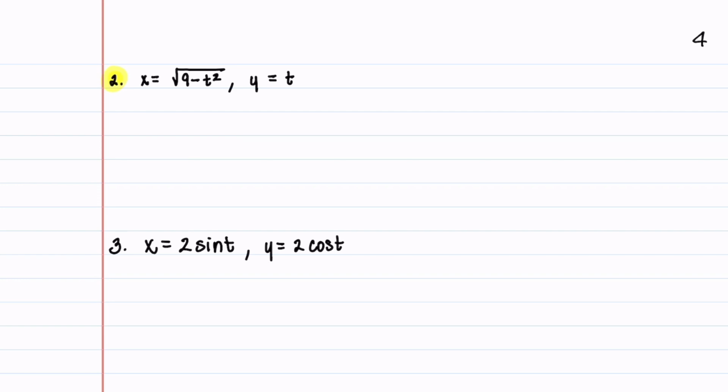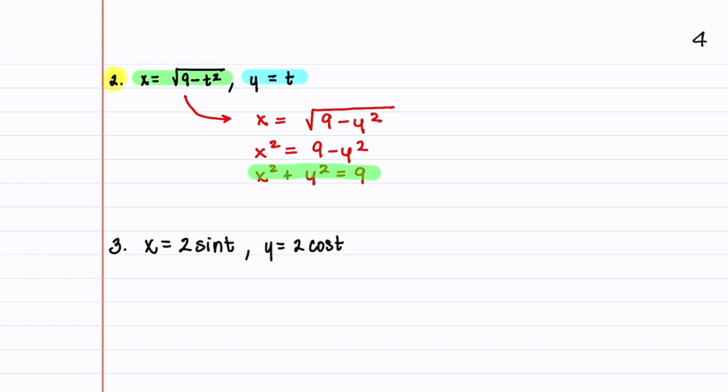In our second example, x is equal to the square root of 9 minus t squared, and y is equal to t. Since y is already equal to t, we'll substitute this directly into our equation for x. X then becomes the square root of 9 minus y squared. This equation can be written more simply if we square both sides. This gives us x squared is equal to 9 minus y squared. We'll then move the y squared over to the left, and we'll get x squared plus y squared is equal to 9. This is the equation for a circle of radius 3.